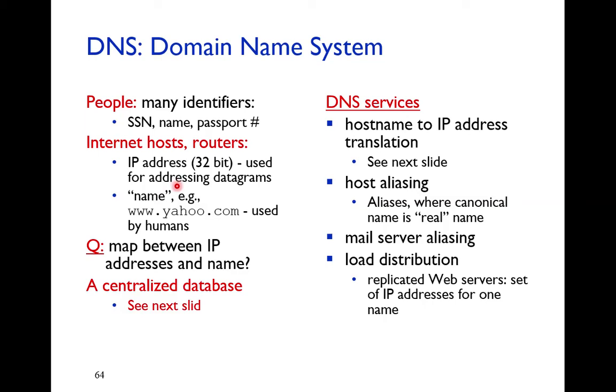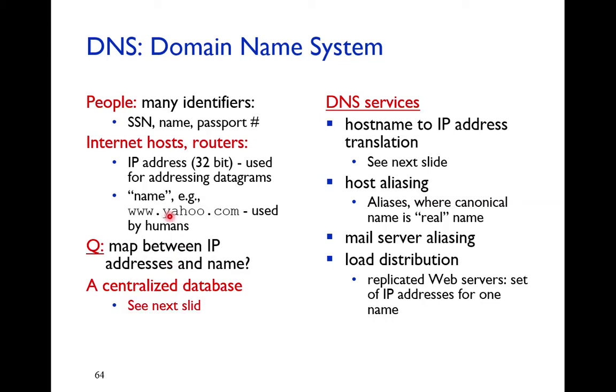So when the user wants to access the host, they use the name. The human uses a name, like www.yahoo.com. And then this DNS finds the IP address of this name, yahoo.com. This is called mapping of IP address to name, or name to IP address.